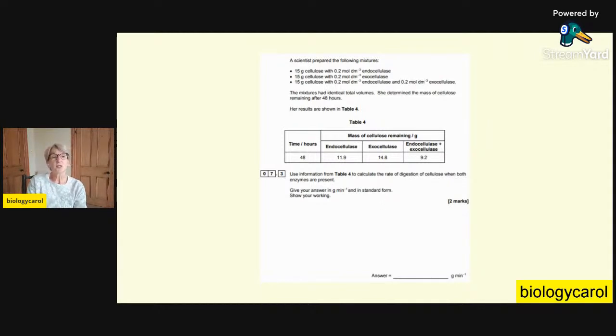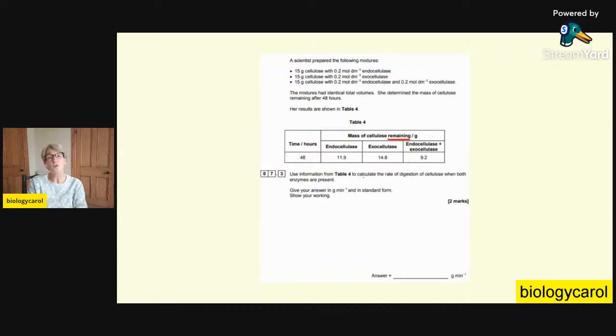Scientists prepared the following mixtures. These ones here. Oh, this one has both. The mixtures had identical total volumes. She determined the mass of the cellulose remaining after 48 hours. Notice that this is where you've got to read questions carefully. This is the mass of cellulose remaining, not the mass of cellulose that has been digested.